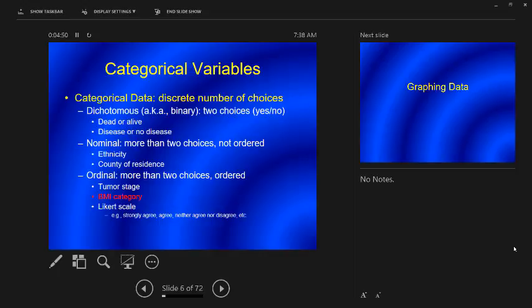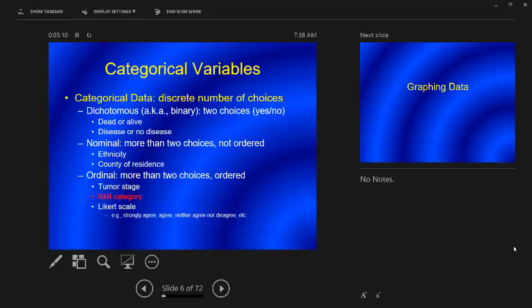So the distinction, the way to think about this, is from the name. I think nominal would be Latin for name, something like that, as opposed to ordinal, which implies order. In other words, for a nominal variable, the categories are just names with no inherent order, as opposed to an ordinal variable, where the categories do have an inherent order.